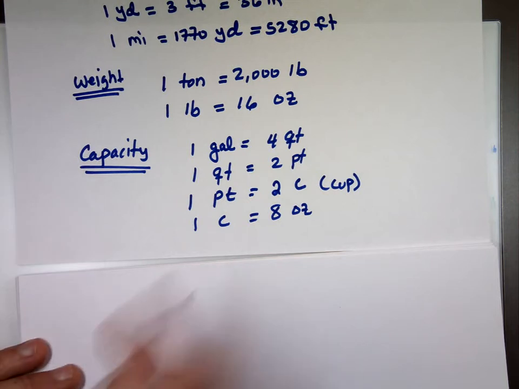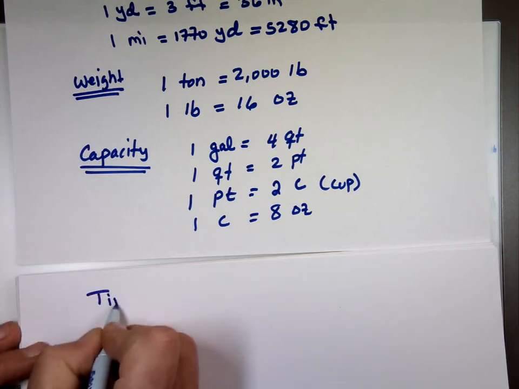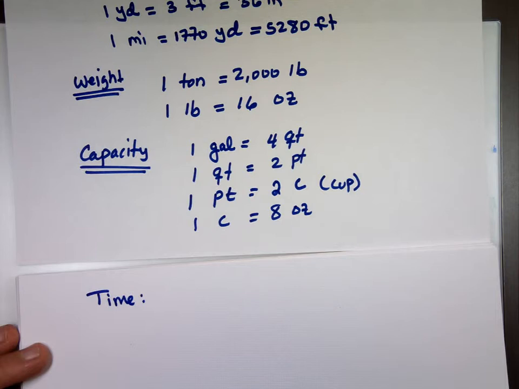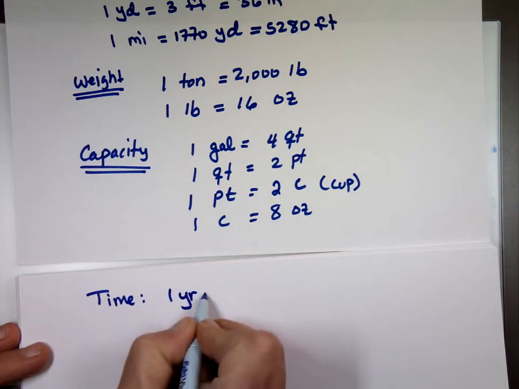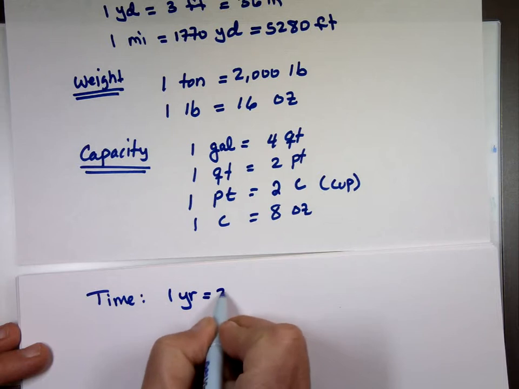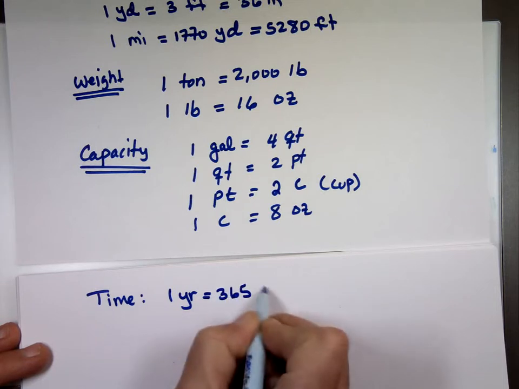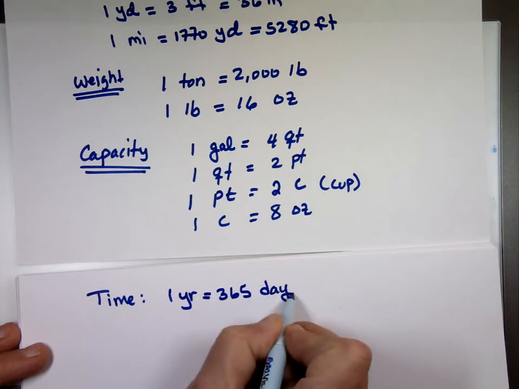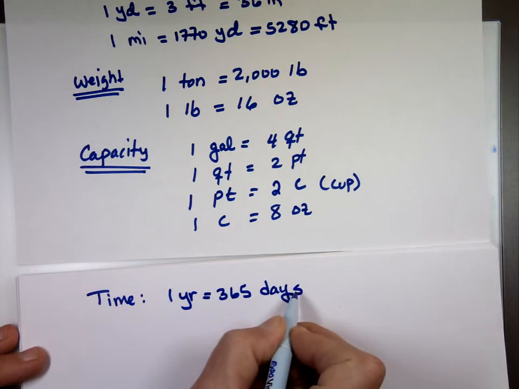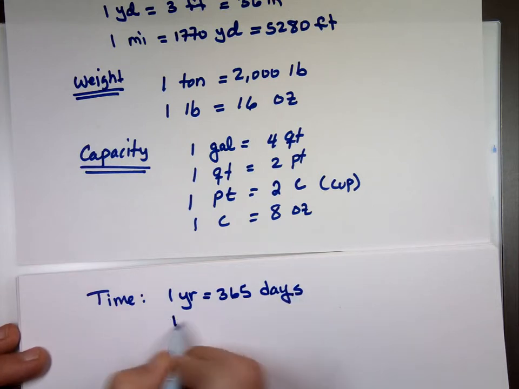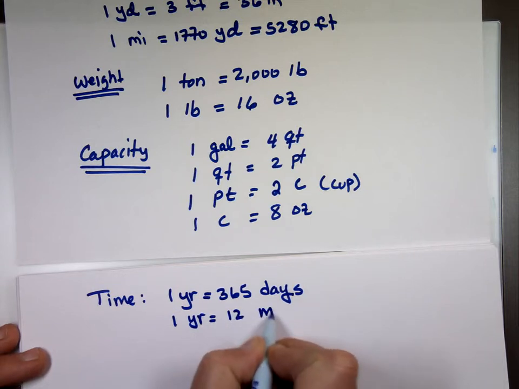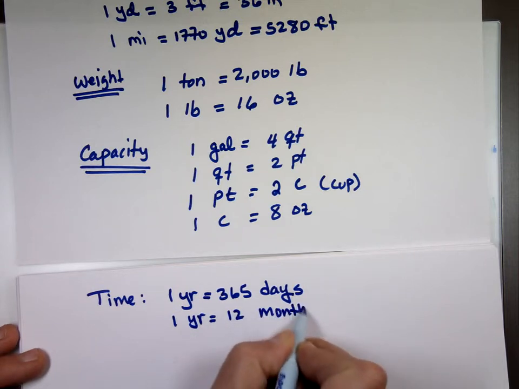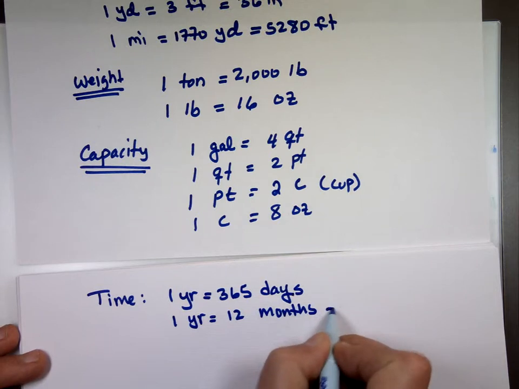Now, the other unit we use is for time. When you're measuring time, we use year. 1 year is equal to what? 365 days. We also use 1 year. How many months in a year? 12 months. MO for months.